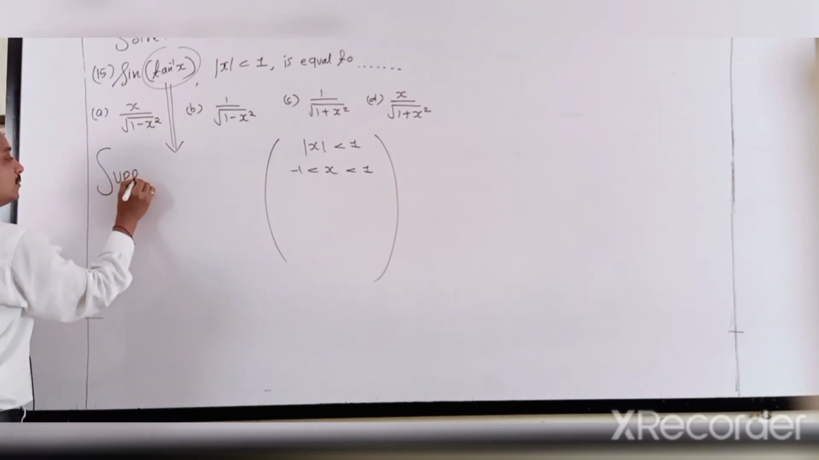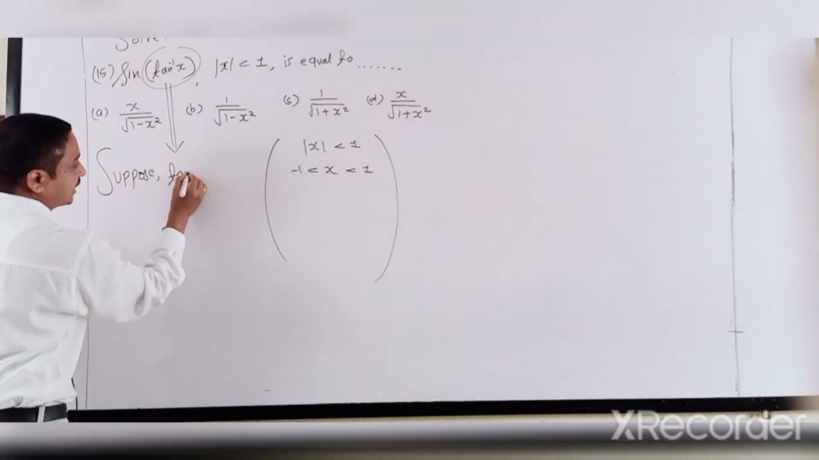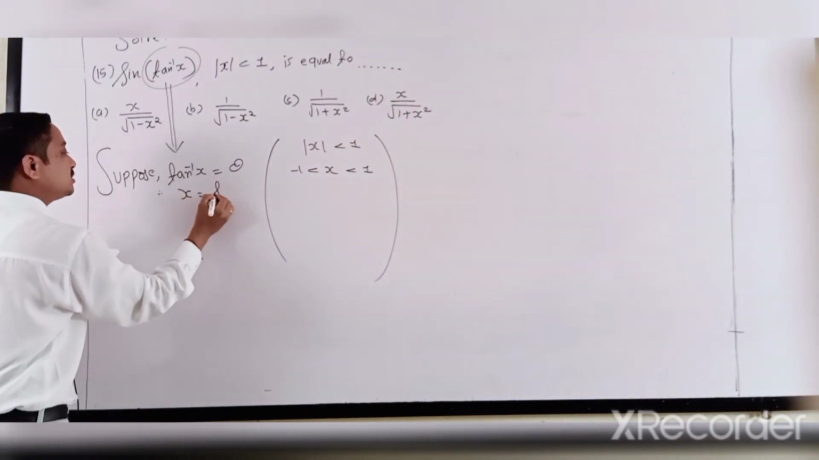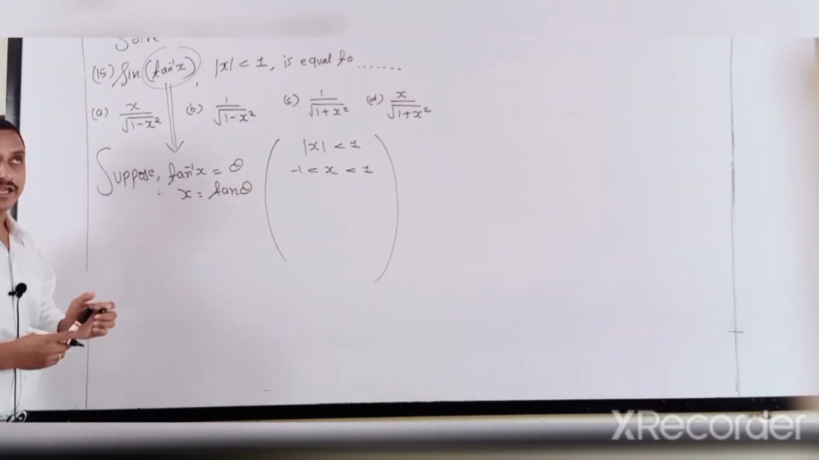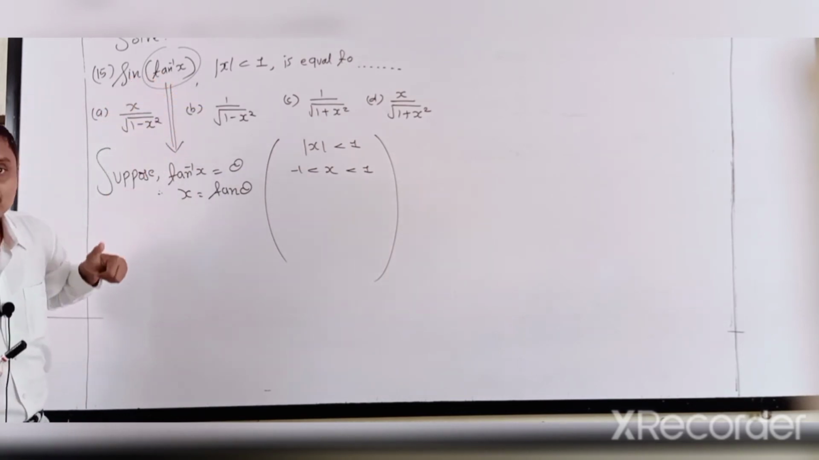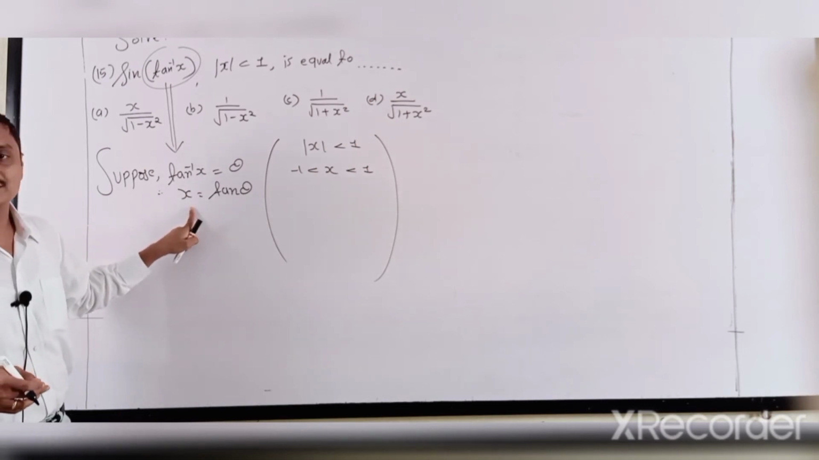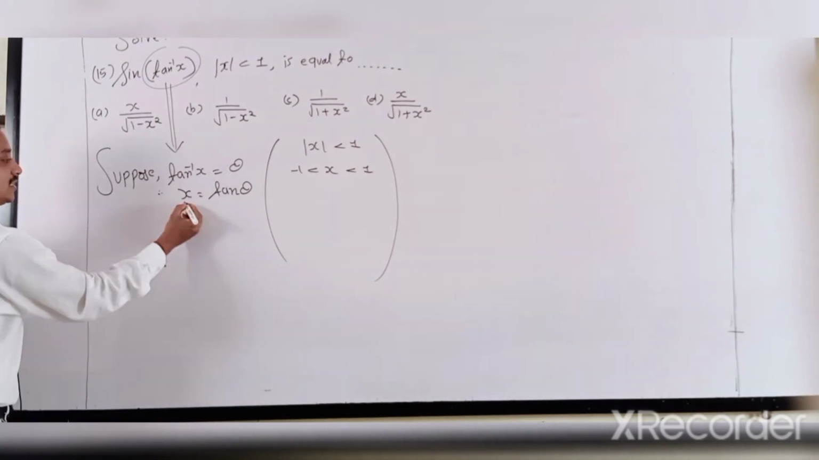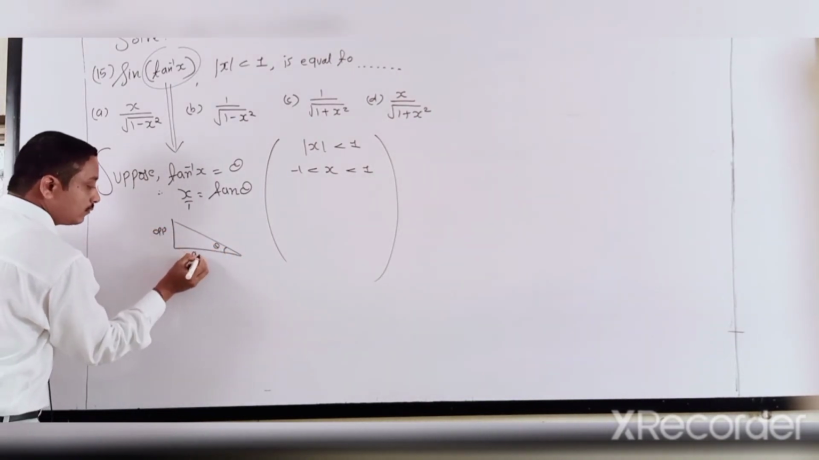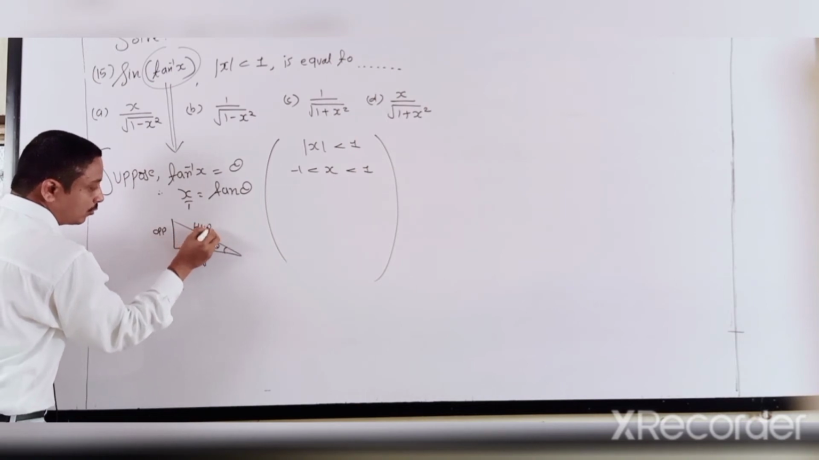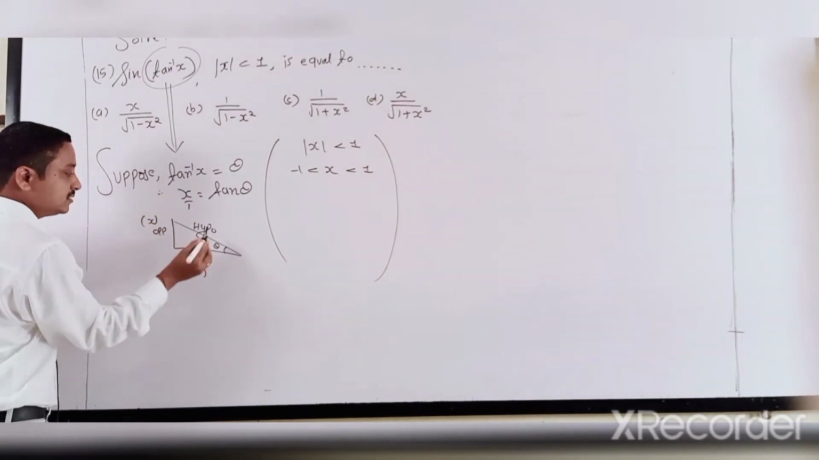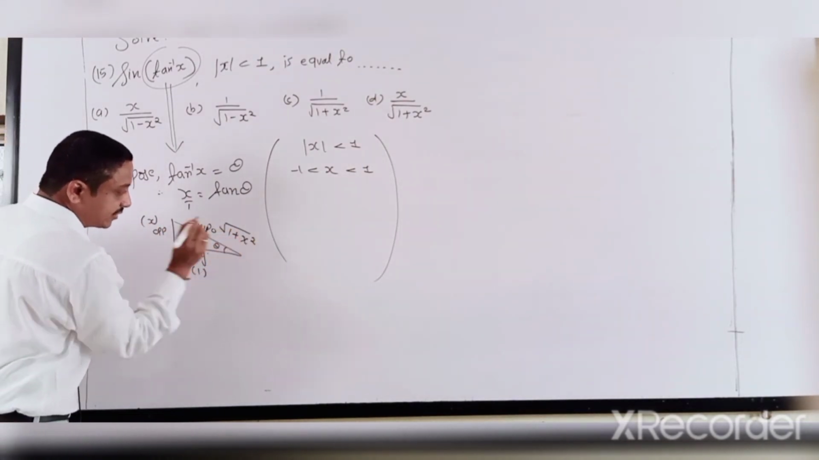Suppose tan inverse x is theta, it means x is equal to tan theta. I want the outside value sine, so I convert tan theta into sine. You know the triangle property: here theta, opposite, adjacent, hypotenuse. What is x? Tan theta is x by 1, opposite by adjacent. The third side, the hypotenuse, is under root 1 plus x square.